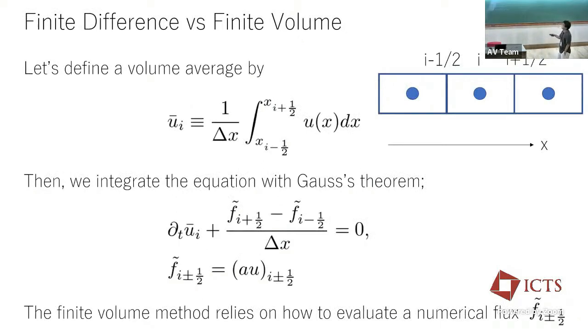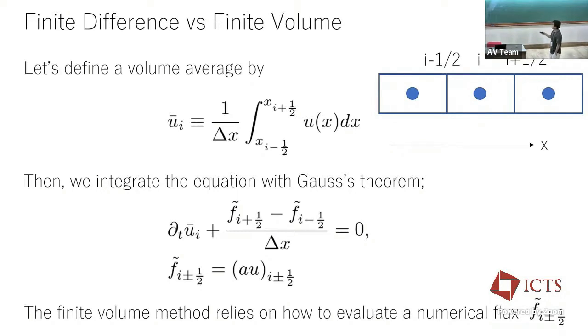I'm explaining the concept of the finite difference using the simple scalar advection equation. But the essence of numerical hydrodynamics is the concept of the finite volume method. As I drew on the blackboard, I discretize the grid points by circles or triangles. But the concept of the finite volume is introducing the cell.